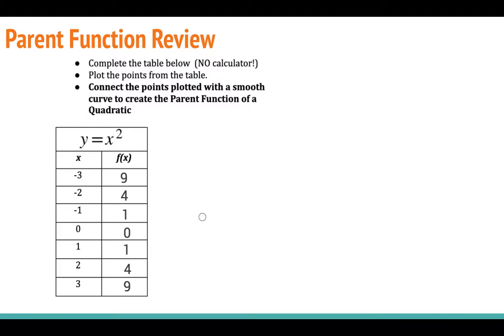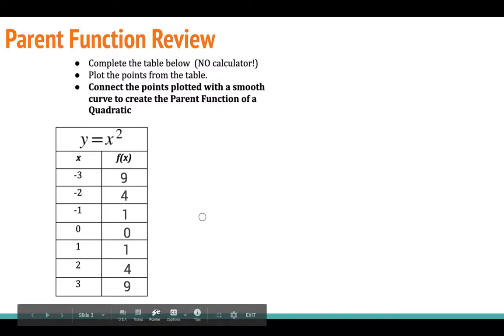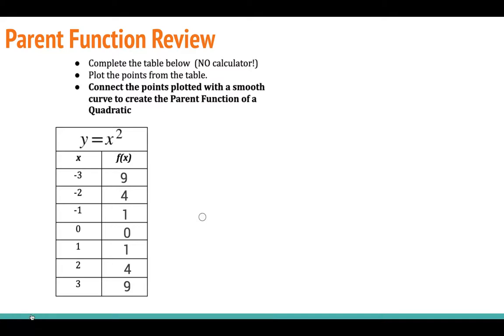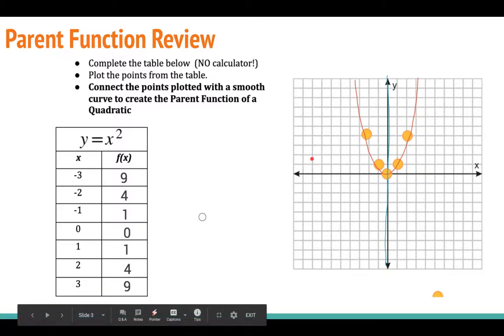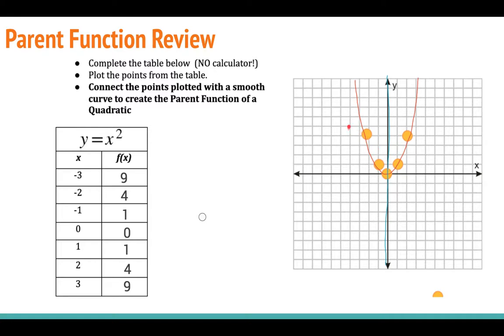Remember that when you square something, it's always positive, and that these points in here, so this 1 and this 1, they're repeating, okay? They repeat because the graph of y equals x squared, or the quadratic, is symmetric. And then if we plot these points, you'll notice that those points are cut right down this blue line right here. And that blue line is called the axis of symmetry.